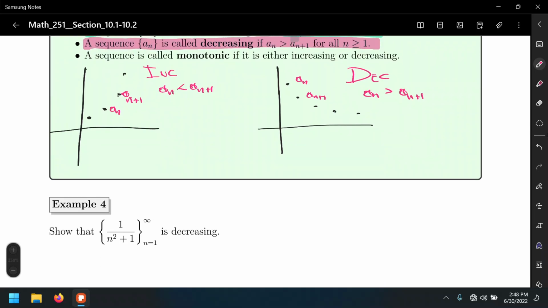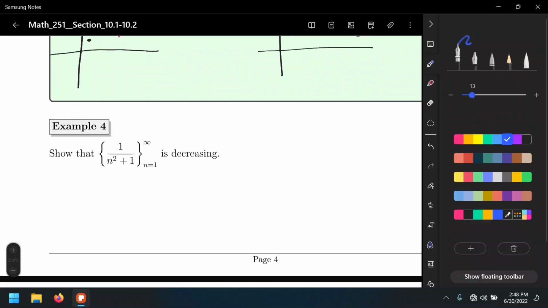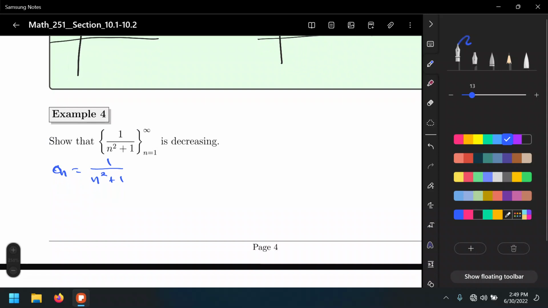So let's first of all set our a sub n to be 1 over n squared plus 1. That's our given sequence. We're going to do the following: shift that n to n plus 1. So a sub n plus 1 is 1 over n plus 1 squared.